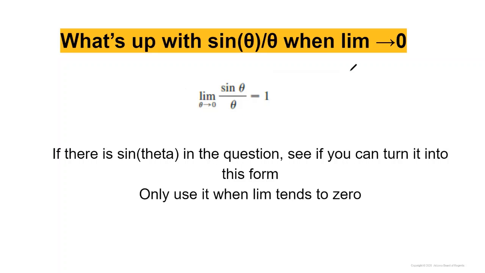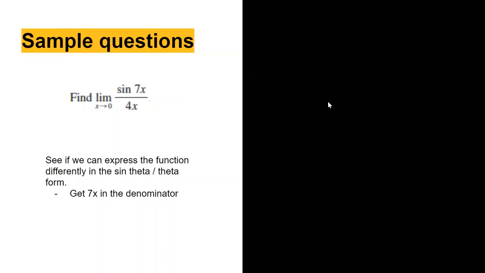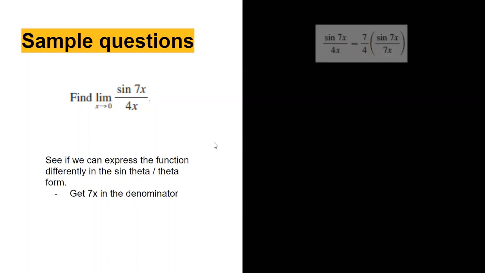Let's look at an example. Suppose this is our sample question. Limit x tends to 0, sine 7x divided by 4x. Now, first of all, let's see if we can express the function differently in sine theta by theta form. In this case, our theta is actually 7x. So, some way or the other, I need to bring 7x to the denominator. In this case, I can just multiply the denominator and the numerator by 7, and the form turns out to be like this.